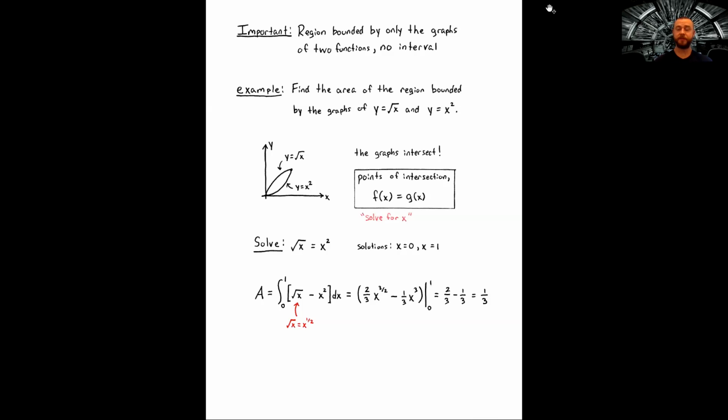Okay, so that pretty much does it for a slightly more complicated question. Still, we're given two curves, but no interval because they intersect. In this case, we have to solve for the points of intersection. In part 2, we're going to look at some of the more complicated examples dealing with more complex regions.